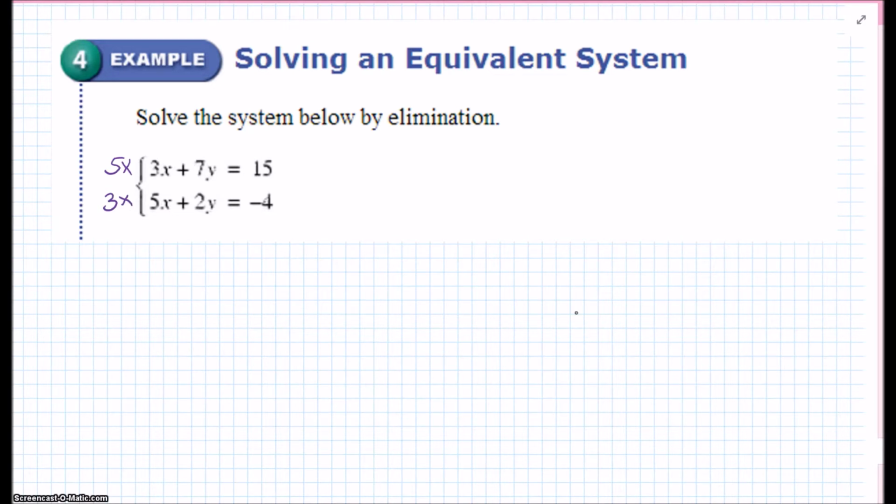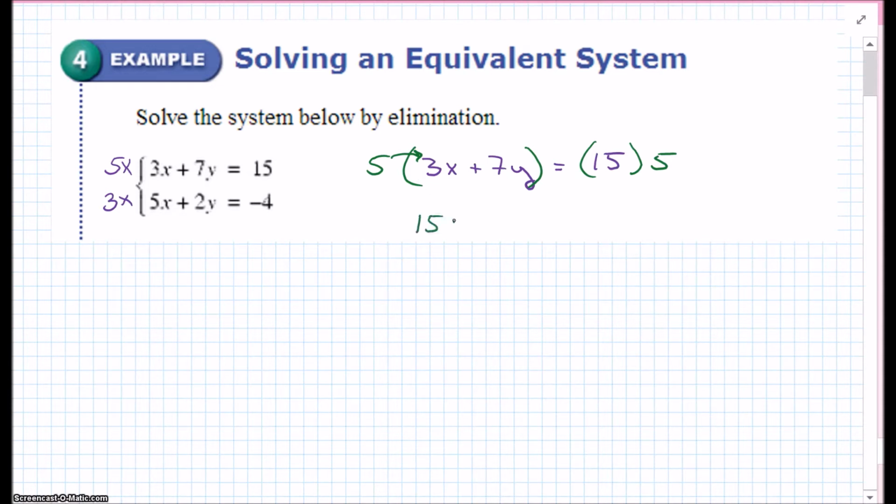So let's do that. So I have 3x plus 7y equals 15. So I can do whatever I want to any equation as long as I multiply everything by the same number. So we're going to multiply each side of this equation by 5. And what are we going to get? Let's find out. 5 times 3x is 15x plus 5 times 7y is 35y equals 5 times 15 is 75.